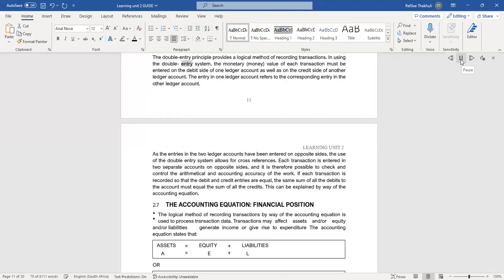In using the double entry system, the monetary value of each transaction must be entered on the debit side of one ledger account as well as on the credit side of another ledger account.